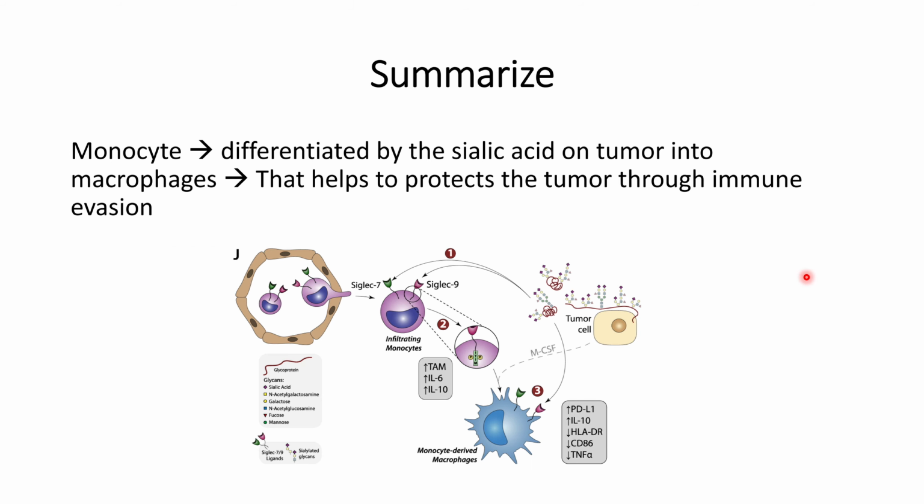So the final summary of this paper is that these monocytes have two kinds of receptors, that is Siglec 7 receptors and Siglec 9 receptors, and when they infiltrate at the site of the tumor cells, the sialic acid present on the tumor cells can differentiate those monocytes into macrophages, and these macrophages then can help the tumor cells in immune evasion and promote the growth of the tumor cells by upregulating and downregulating the factors that are mentioned here.